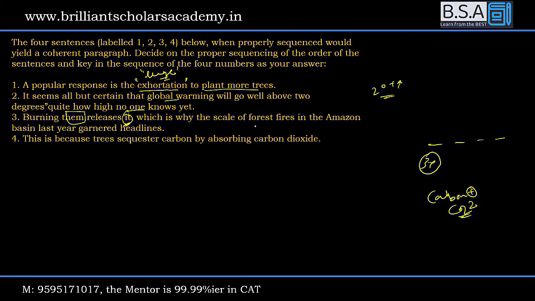Which is why the scale of forest fires in the Amazon basin last year garnered headlines. This is because trees sequester carbon dioxide by absorbing carbon dioxide. तो देखो क्लियर सी बात है, 3 has to come after 4. क्योंकि ट्रीज को डिफाइन कर दिया, ट्रीज कार्बन रखते हैं, सेव करते हैं, बिकॉज ट्रीज सेव कार्बन, व्हेन यू बर्न देम इट विल रिलीज कार्बन डाइऑक्साइड.